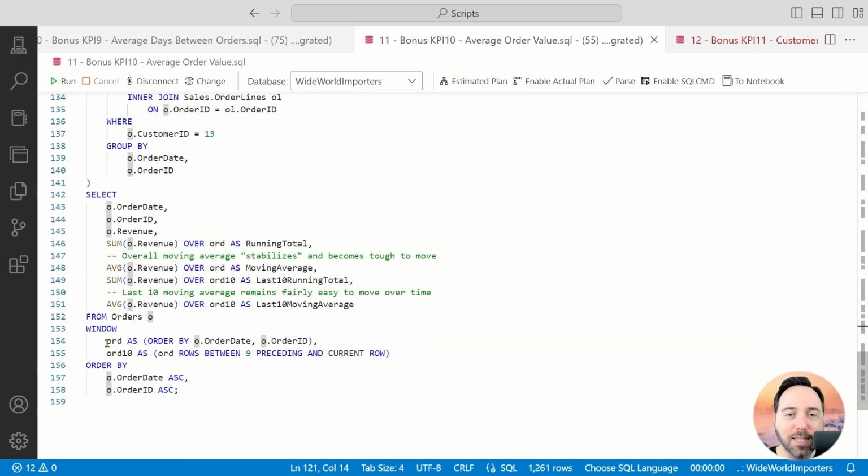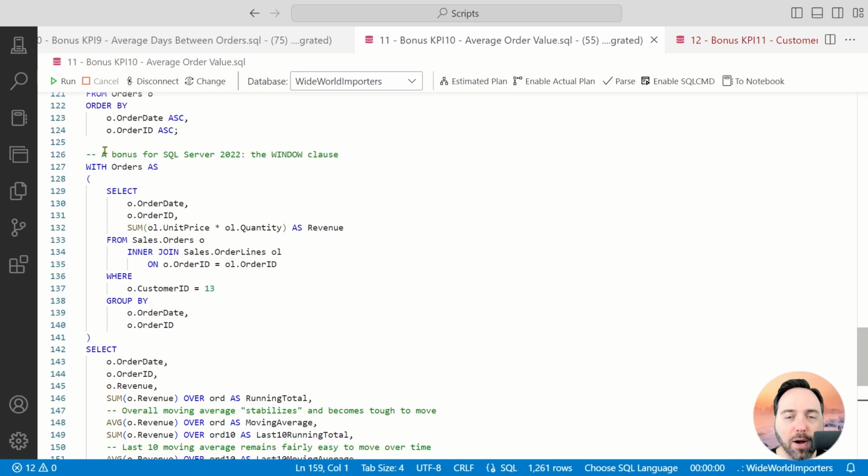This query is exactly the same, save for the use of the window clause. First, I define ORD as a window, specifying that we are sorting by order date and then order ID. After that, I specify ORD10 as the ORD window, but then I clarify that we only want the 10 latest rows given that ordering. Finally, in my select clause, we specify those windows here, making the statement considerably shorter.